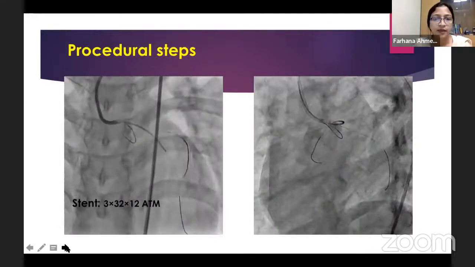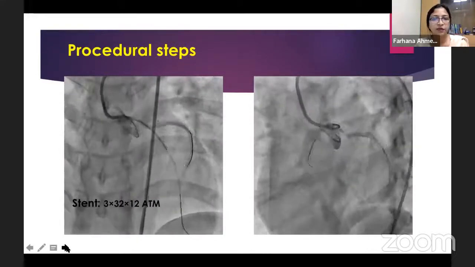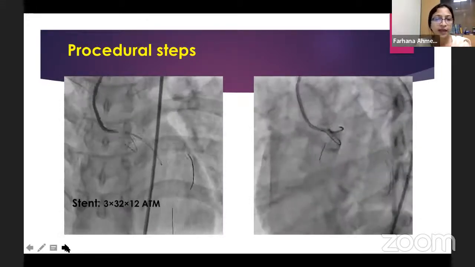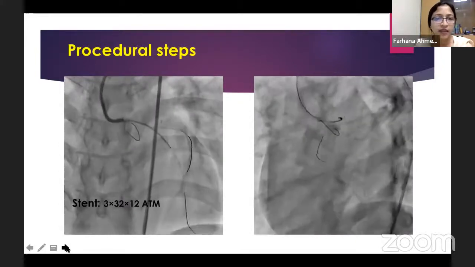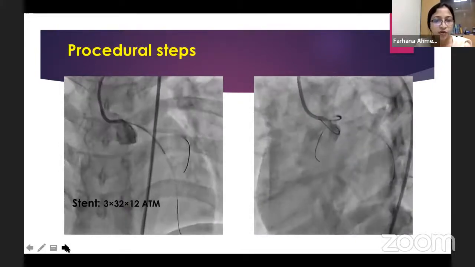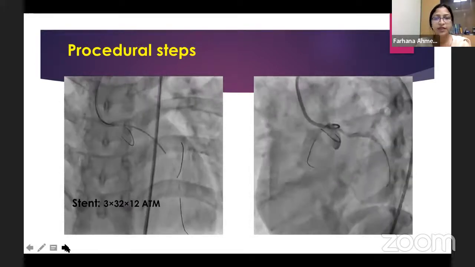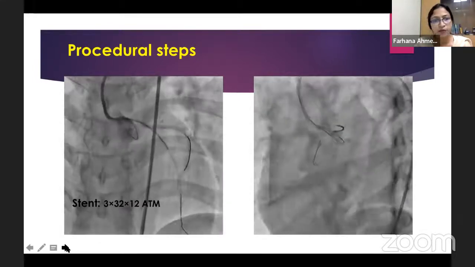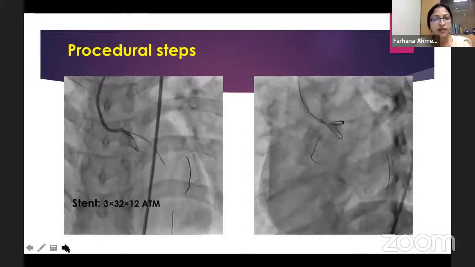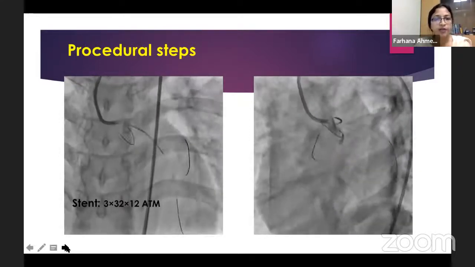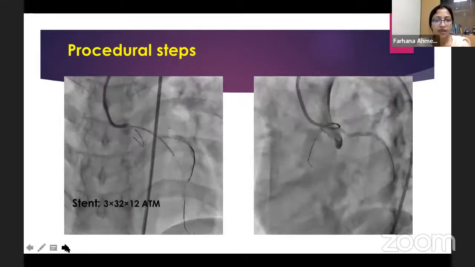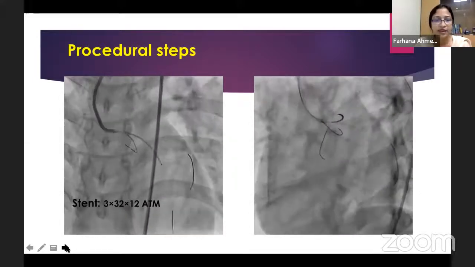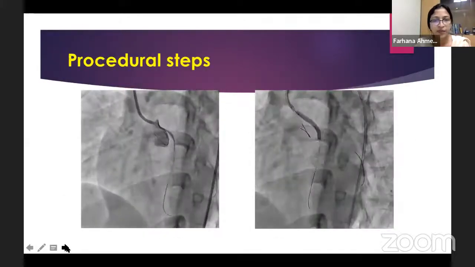So we chose provisional stenting here, of course covering the proximal part of the LAD and obviously covering the left main ostium. The stent size was 3 into 32 millimeter and we inflated at 12 ATM. We took multiple views, and at that time we put another wire, a floating wire, into the aorta, so that we shouldn't miss the left main ostium. Then we deployed the stent covering the left main ostium.